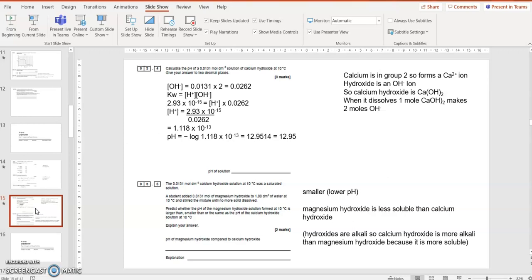Predict the pH of a saturated solution of magnesium hydroxide compared to calcium hydroxide. Well, magnesium hydroxide in tablet form is used as indigestion tablets, so it's not very soluble. Magnesium hydroxide is less soluble than calcium hydroxide. So if these are bases with high pHs, then magnesium hydroxide, being less soluble, is not going to have as high a pH, not like calcium hydroxide, which will dissolve.